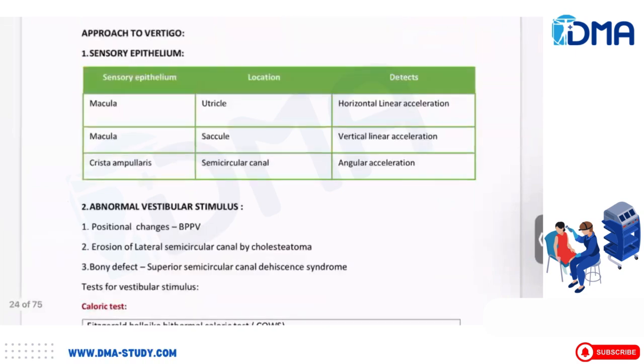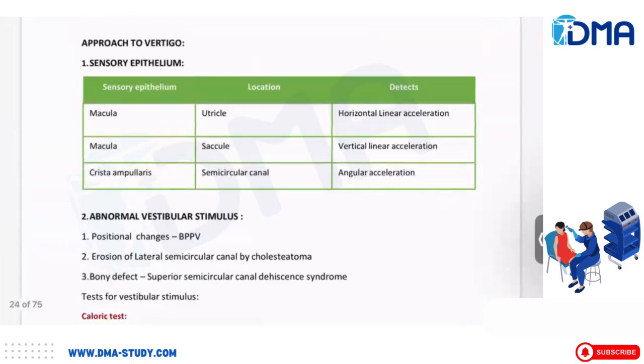So, approach to vertigo. It's tough to understand, but you should definitely understand it because it's an important, high-yielding topic. As I have already told you, we have three bony labyrinths: cochlea, vestibule, and semicircular canal. The membranous labyrinth within the cochlea is called the cochlear duct. Within the vestibule it is called the utricle and saccule. Within the semicircular canal it is called the semicircular canal duct.